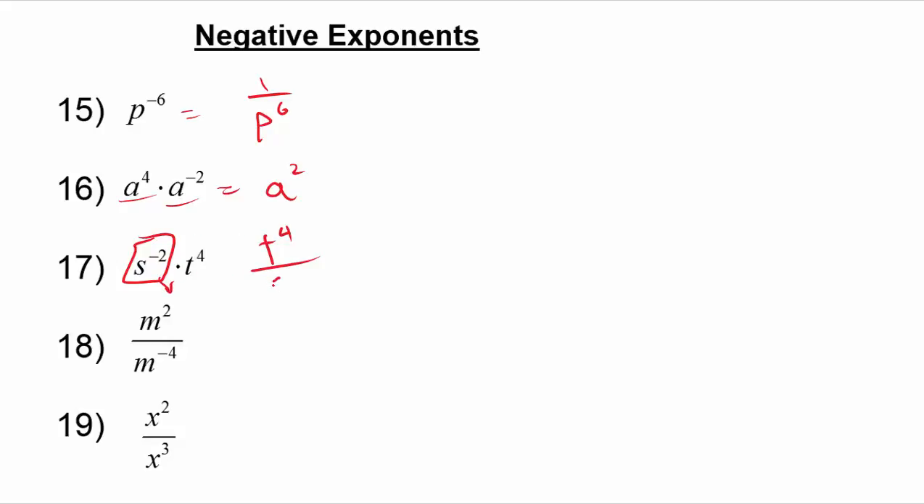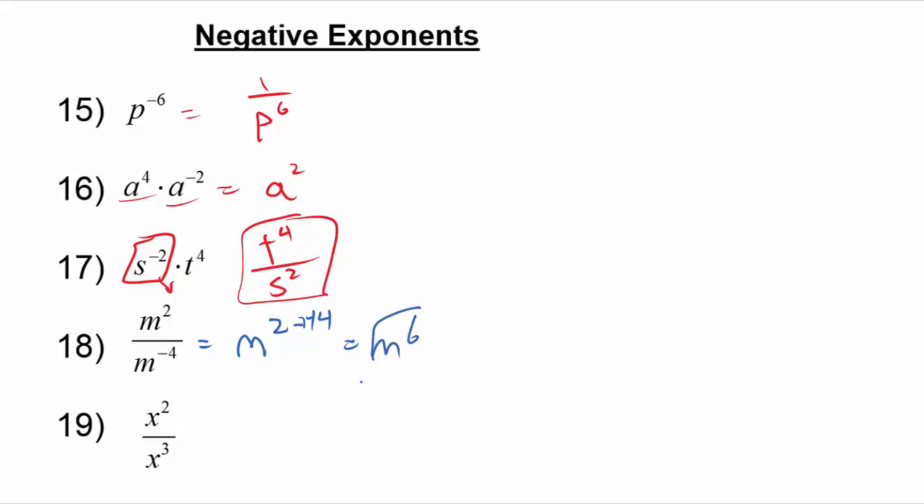However, that to the negative 2 is going to move to the bottom and become positive. Okay, number 18. Again, there's a few ways to think about this one. We could subtract the exponents, but be careful, because if you subtract the exponents here, you're going to have 2 minus a negative 4, which will become m to the 6th.